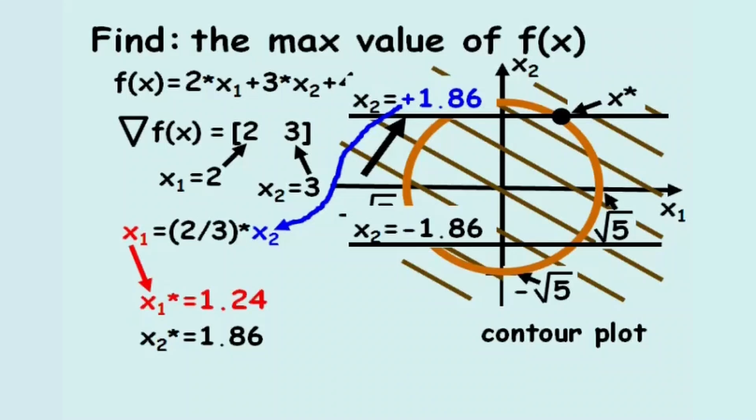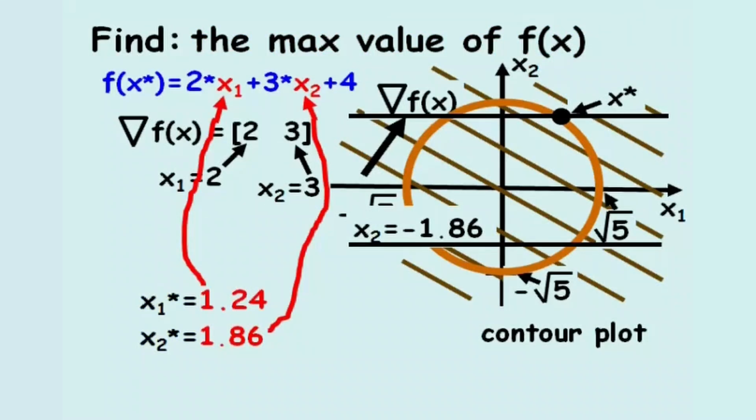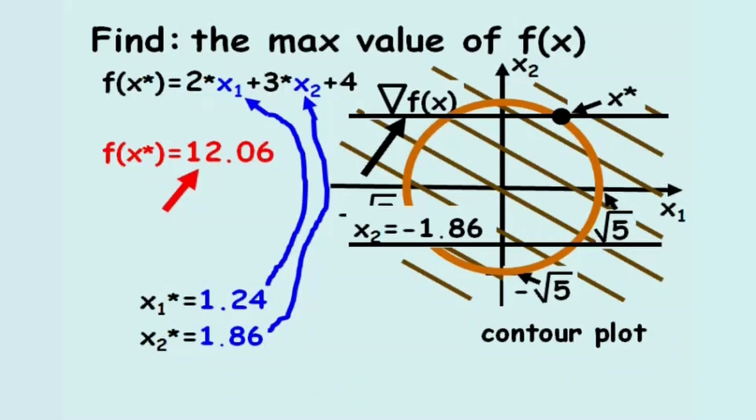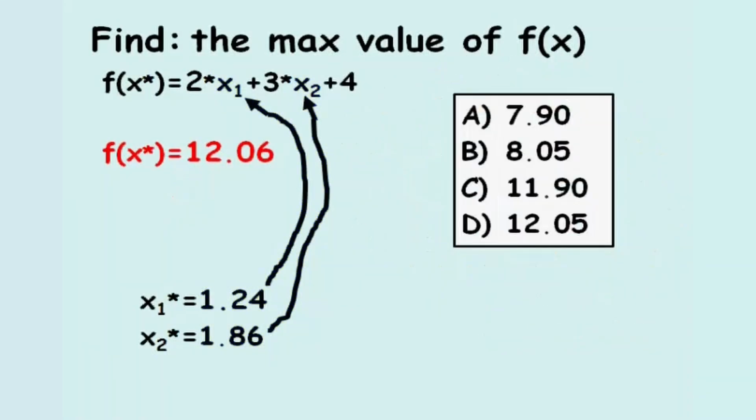Since the problem asks to find the maximum value of f of x, we'll plug in values of 1.24 for x1 and 1.86 for x2, and the maximum value of f of x equals 12.06. When reviewing the possible solutions, the answer is D.